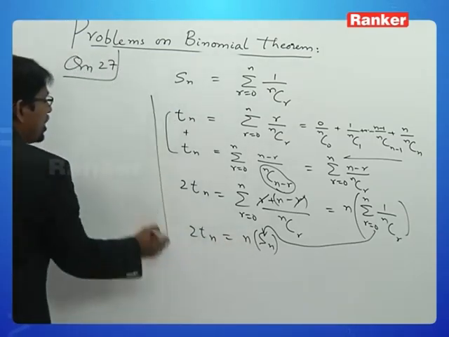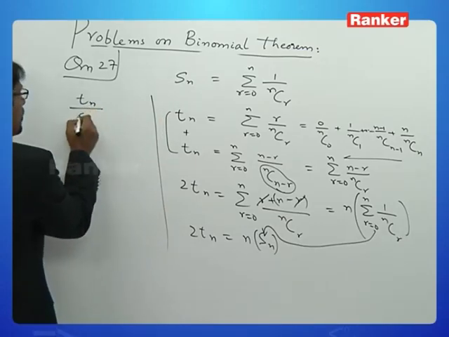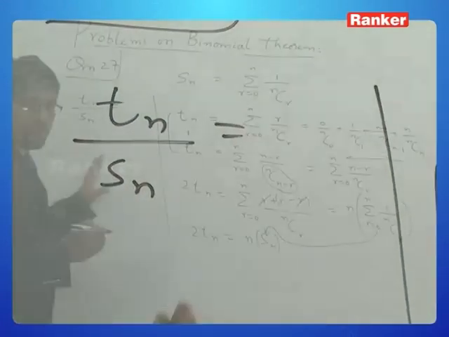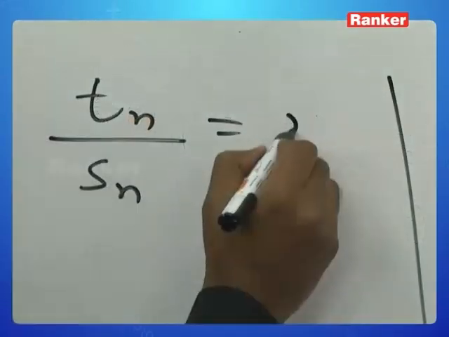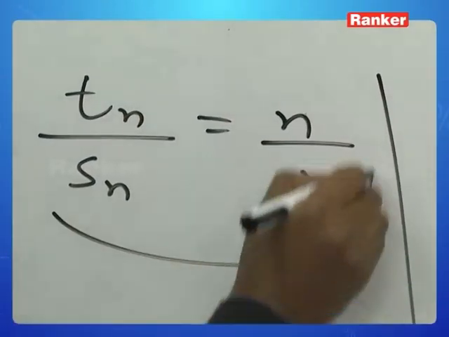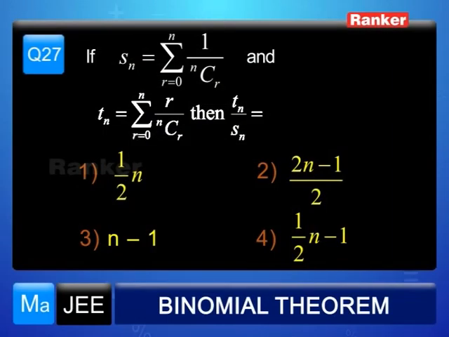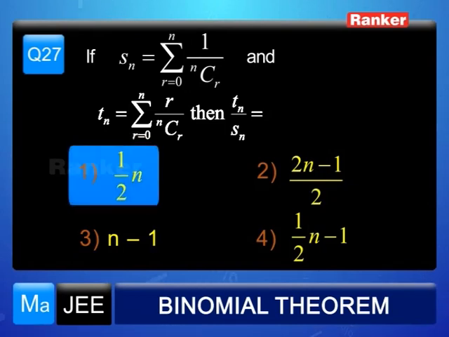What we wanted was Tn by Sn. What is Tn by Sn now? Clearly it is n by 2, and the option is 1. Answer 1. Option is 1 there.